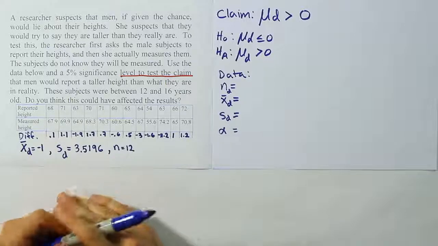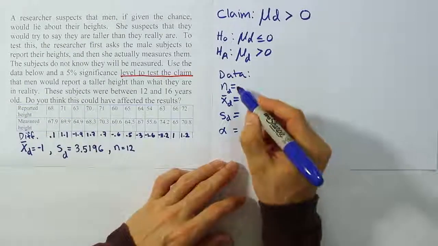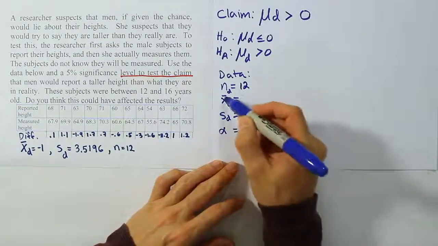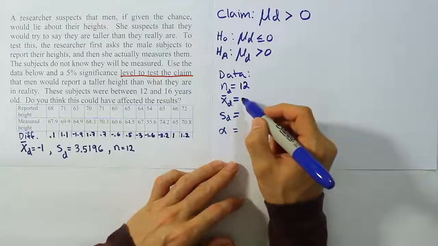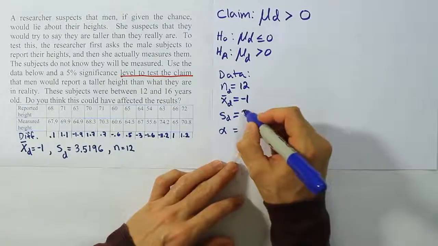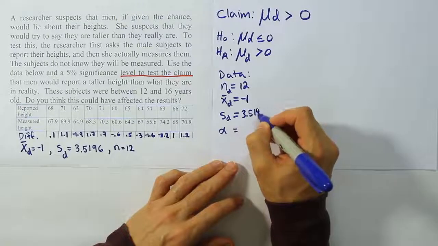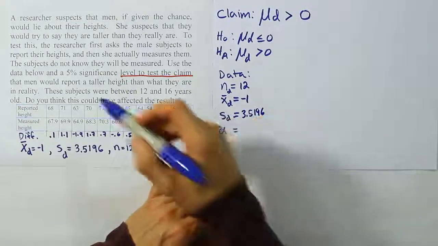So the n value, of course, is 12. The number of differences is 12. The x bar for the differences is -1, right? The standard deviation turned out to be 3.5196, and the alpha from the problem is 5%.